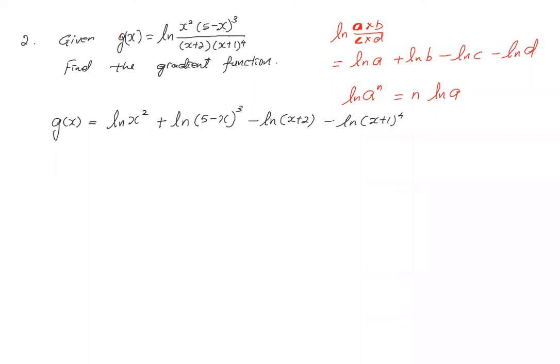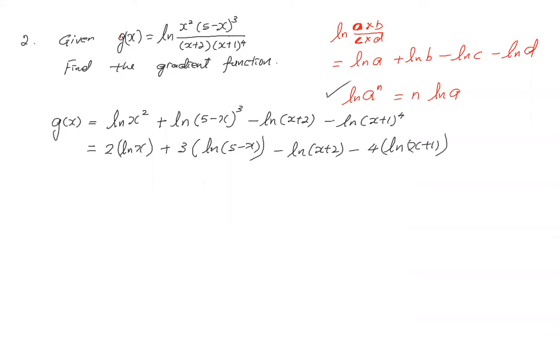So can I straight away differentiate? No, I'm not going to. It's not cannot, can, but I'm not going to. So I'm going to apply the second formula. 2 ln x plus 3 times ln of 5 minus x. Take away ln of x plus 2. Take away 4 ln of x plus 1.